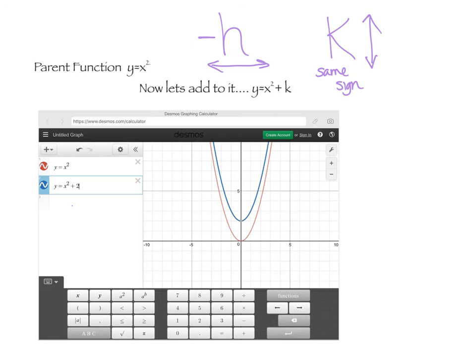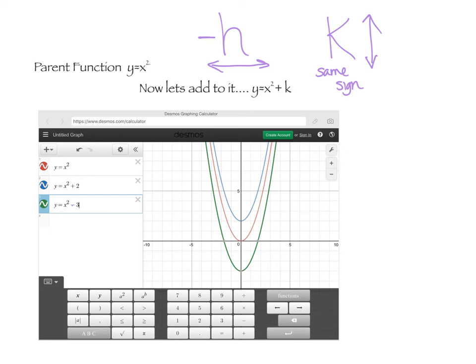Let me do the third one in your paper. Y equals x squared minus 3. Y equals x squared, take away 3. Look at green. The red parent function moved up 2 when it said x squared plus 2. The red parent function moved down 3 when my green equation said minus 3. H, left to right, opposite sign, okay? K, up and down, whatever it says.